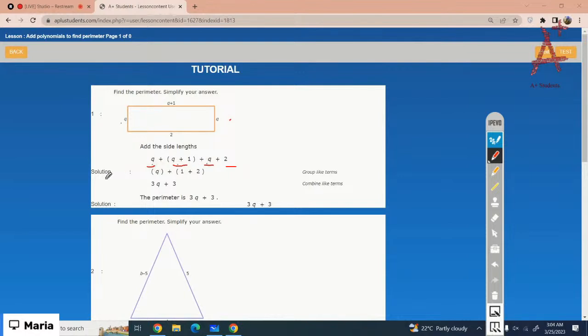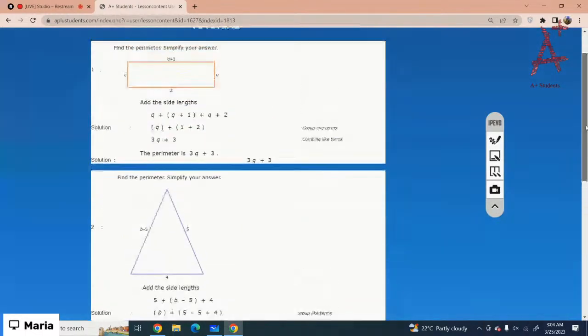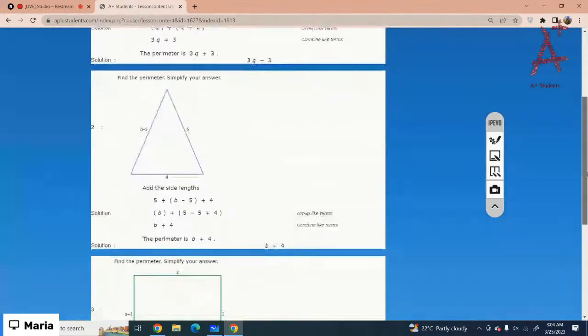q plus q. You have 3q. So it is 3q and 2 plus 1 is 3. So it would be 3q plus 3. Got it? The parameter is 3q plus 3. Got it? So basically whenever you have to calculate the parameter of any shape, that means you have to add all the side lengths. Got it?